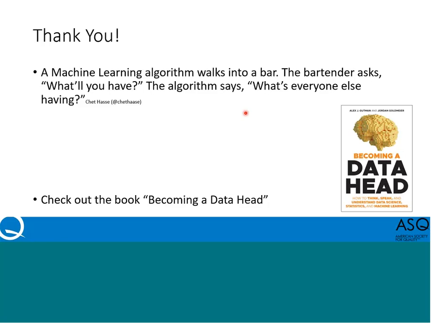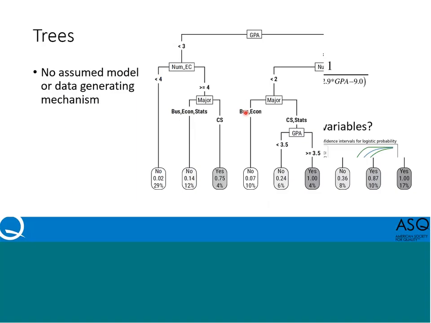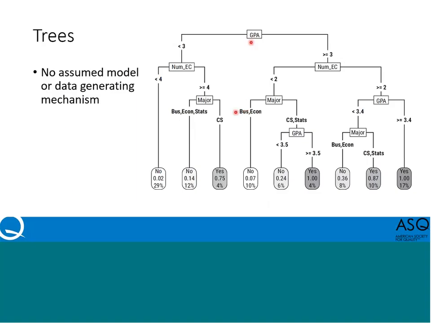So let me see if I can go back real quickly to that first tree. There are probabilities that can be involved. So if students have below a 3 GPA and fewer than 4 extracurriculars, this 0.2 is saying that only 2% of the people who fell into this bucket were admitted. So yeah, the output could be a probability.